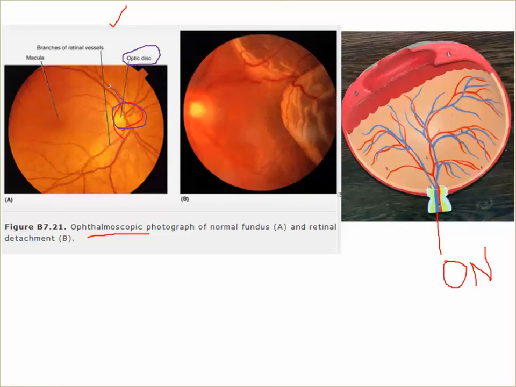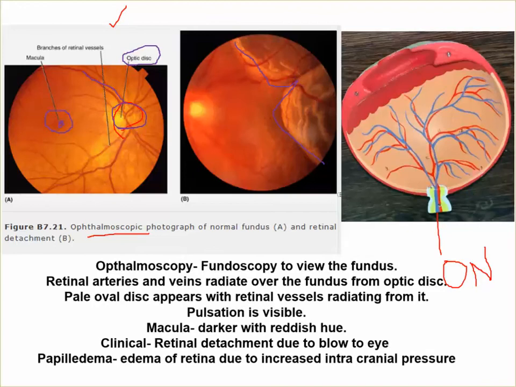Then from there we can see all these vessels which are radiating out, that is the central retinal vessels, and this is the macula, which is the yellow spot, and the center of the macula is called the Fovea Centralis. This is actually a picture of a retinal detachment. You can see how the retina looks if it is going to be detached, and all this can be wonderfully observed by doing ophthalmoscopy.